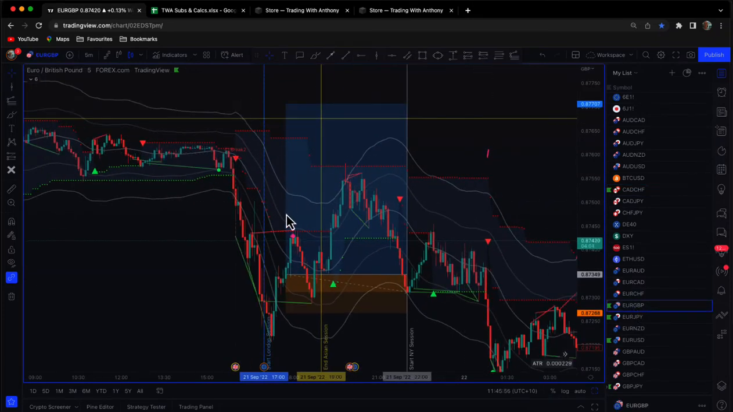Euro pound, we entered here. The Asia close, we get this rotation. So we stay in the trade while it's negative. We get the Asia close, it trades up. And you want to look for signs, okay? We've got this range here, resistance.